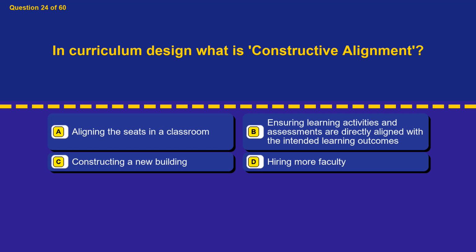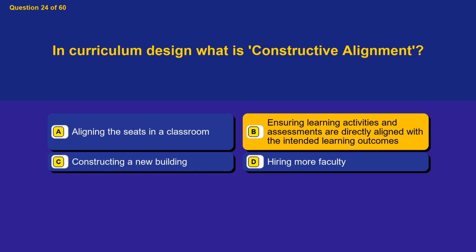Question 24. In curriculum design, what is constructive alignment? Option A. Aligning the seats in a classroom. Option B. Ensuring learning activities and assessments are directly aligned with the intended learning outcomes. Option C. Constructing a new building. Option D. Hiring more faculty.